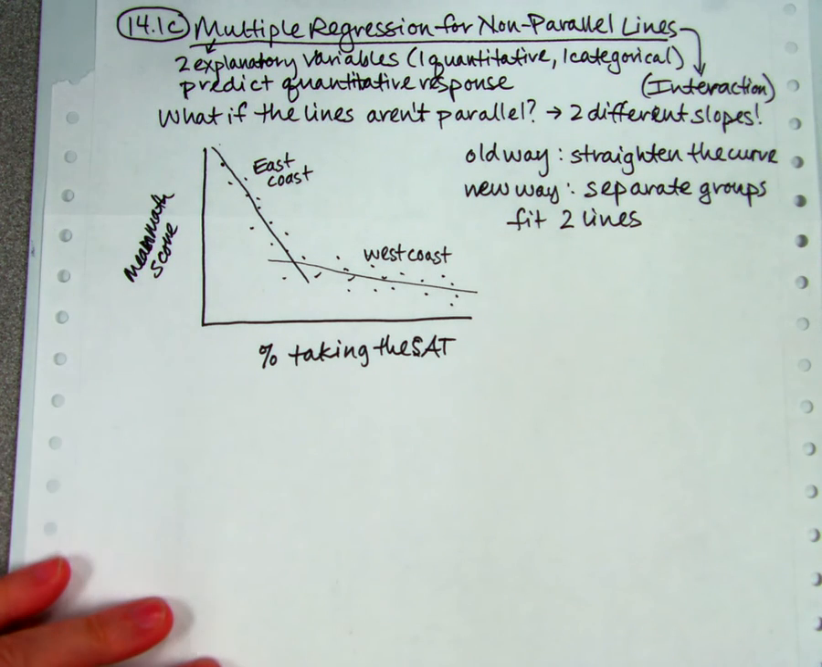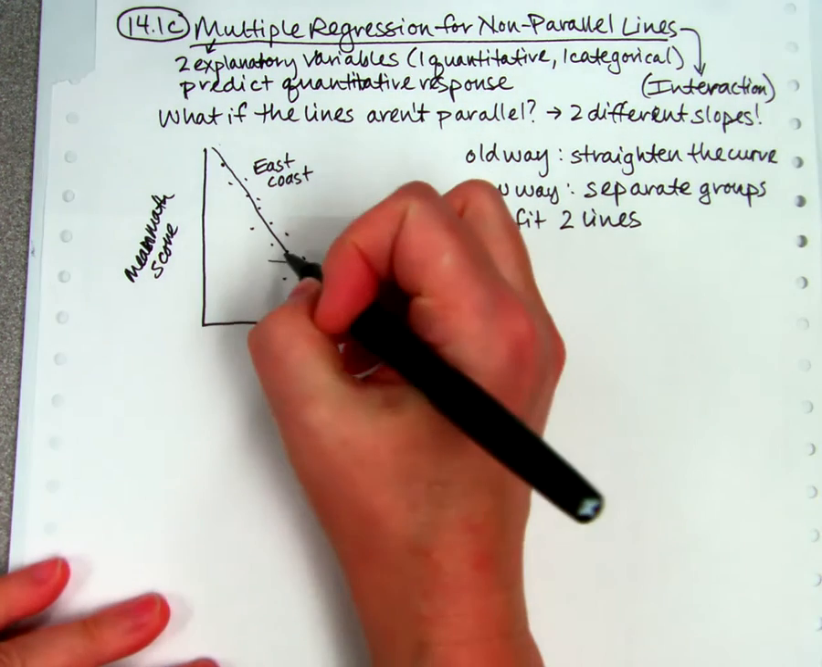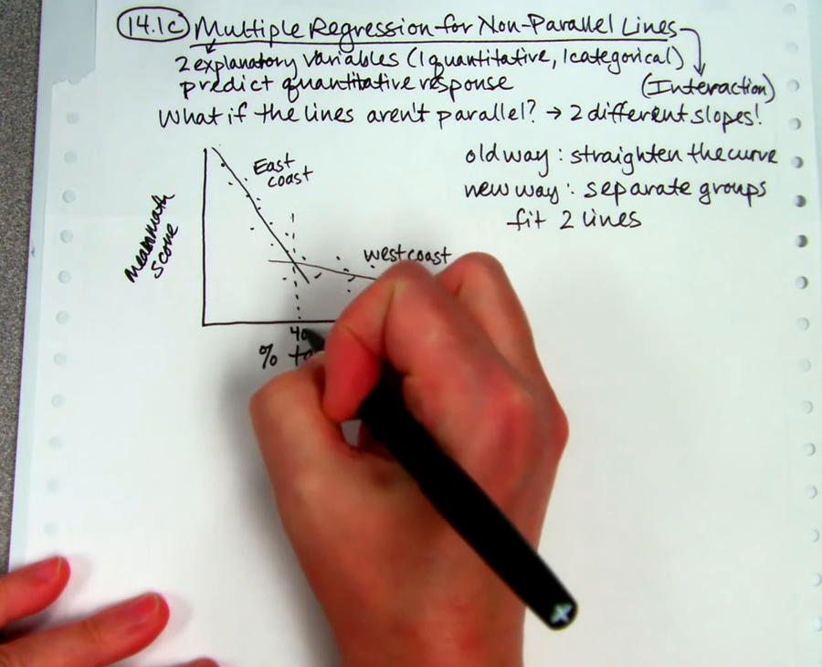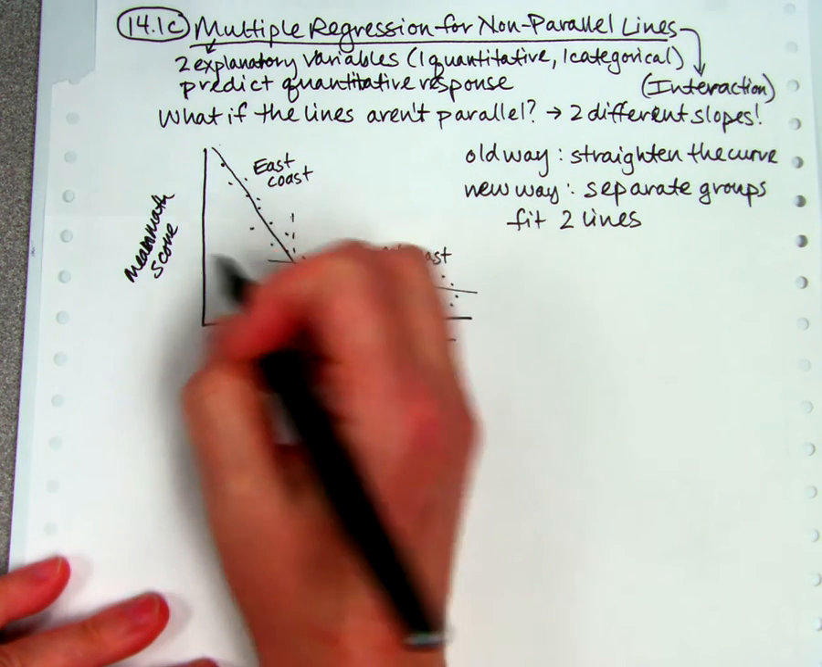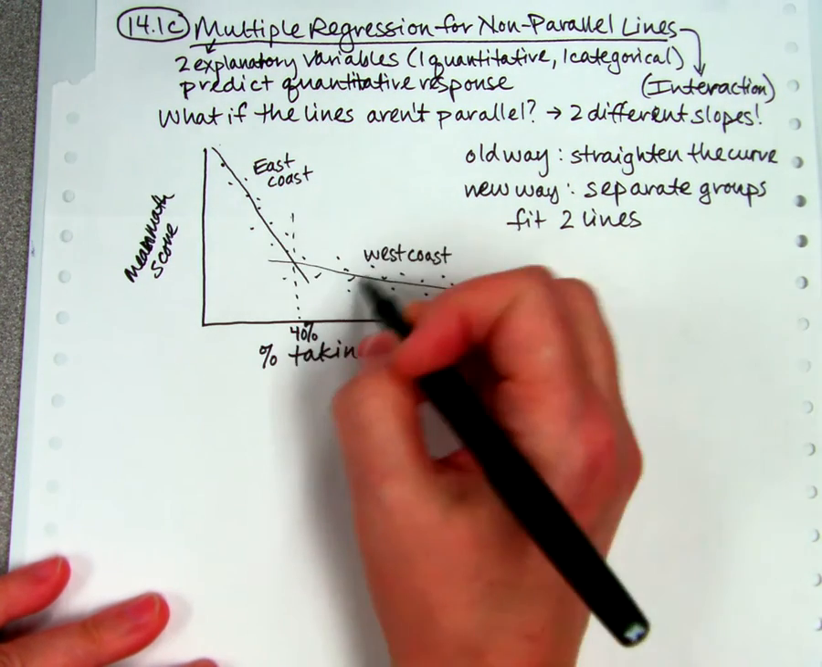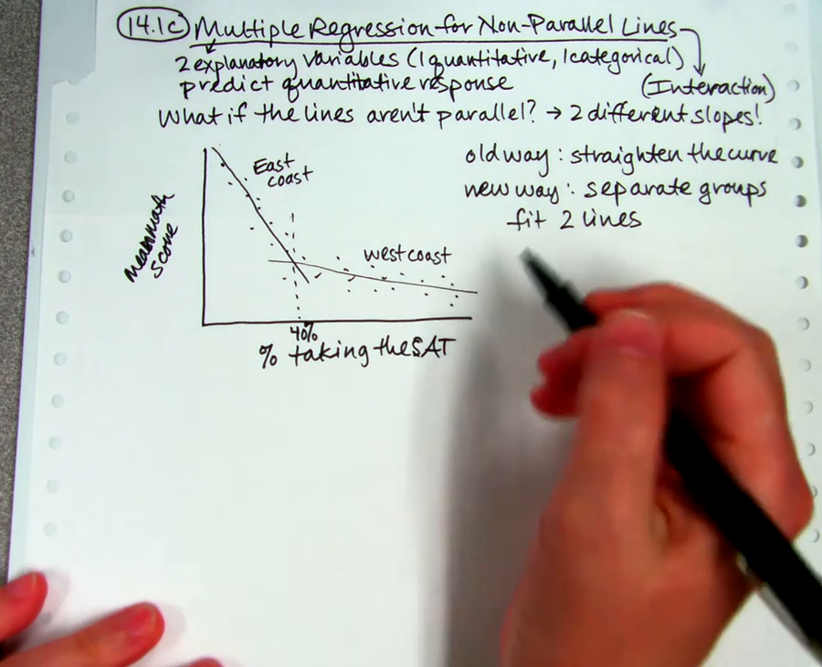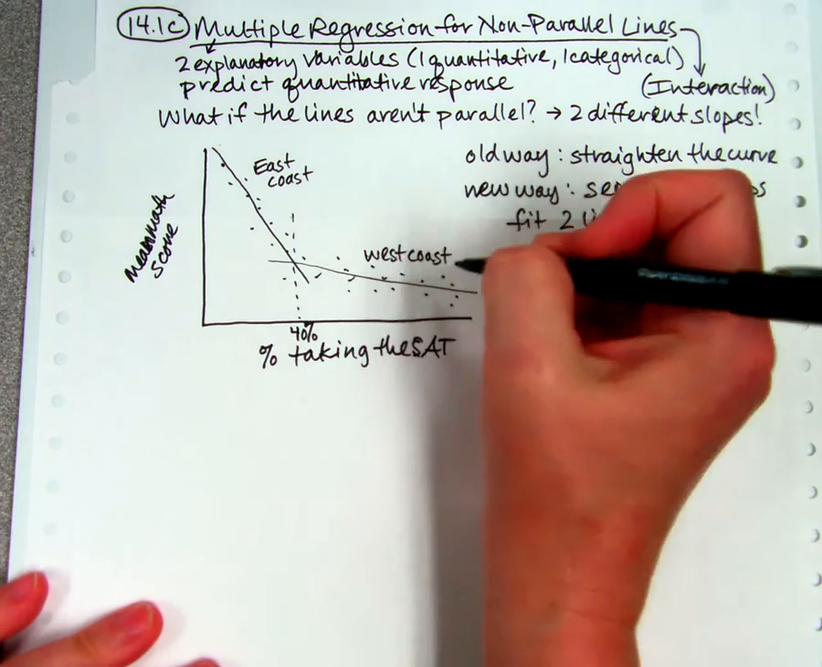So there's two ways that we could divide these into groups. We could find this dividing point and say maybe that's about 40%, and if you're under 40%, you go into this group, and if you're over 40%, you go into that group. That's not what we're going to do because they figured out the trend. We're going to use East Coast and West Coast.